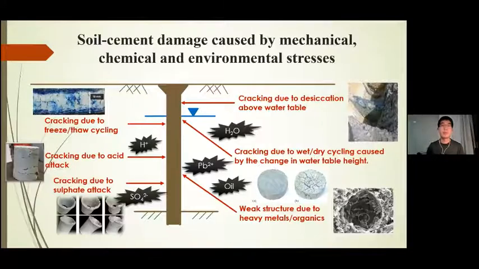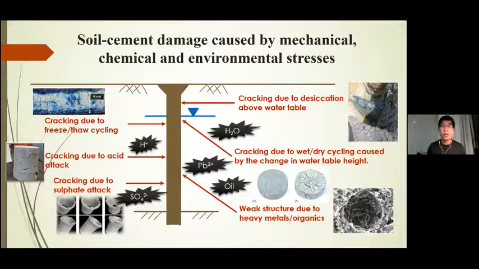Despite the intensive use of these soil cement cut-off walls and also soil cement subgrade for pavement or highway, these kinds of soil cement systems can be damaged by mechanical, chemical, and environmental stresses. So let's have a look at the damages that can potentially be caused.